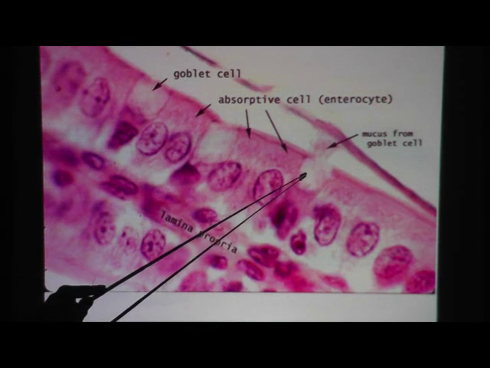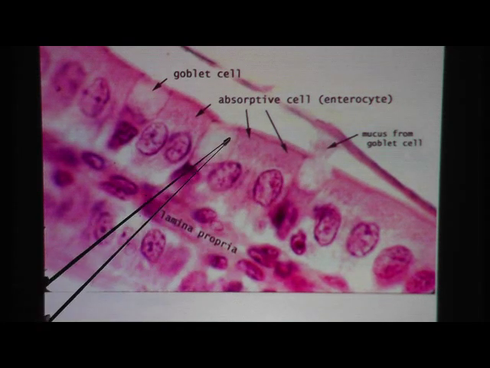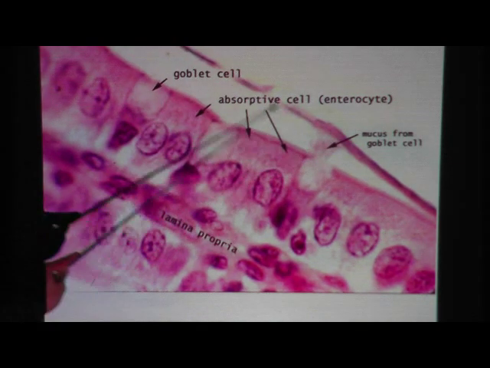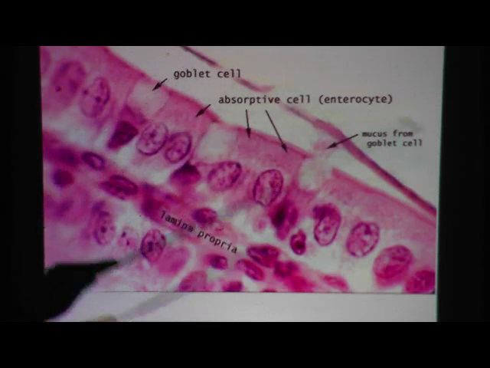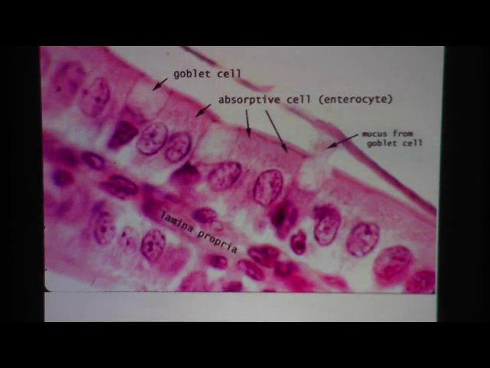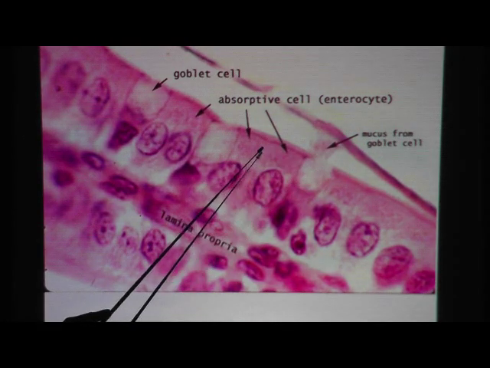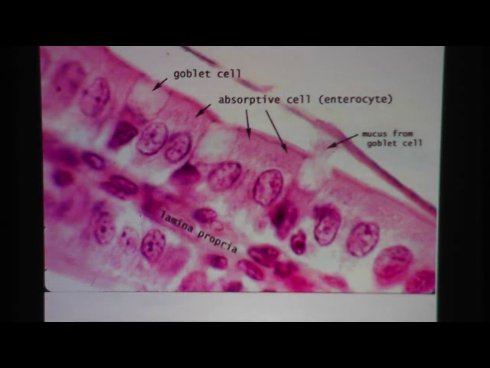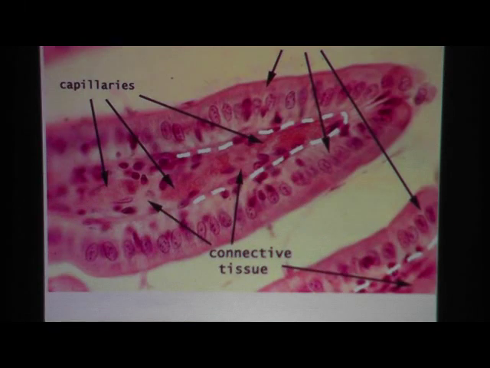And goblet cells will secrete, will eject, will discharge, will dump mucin into the lining here, into the digestive tract. That's why our digestive tract has a slimy covering on the inside. That's the mucus coming from the goblet cells. Goblet cells are always found in columnar epithelium. So let's go see another example.